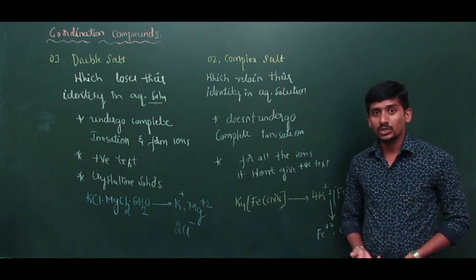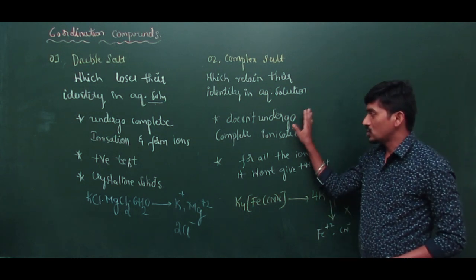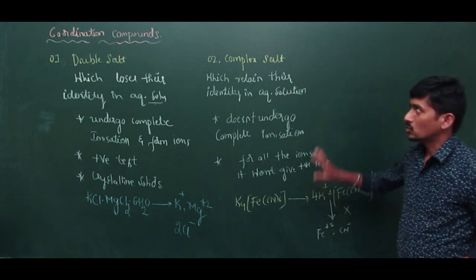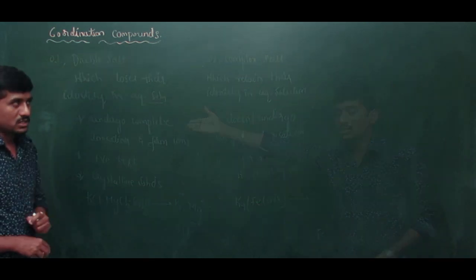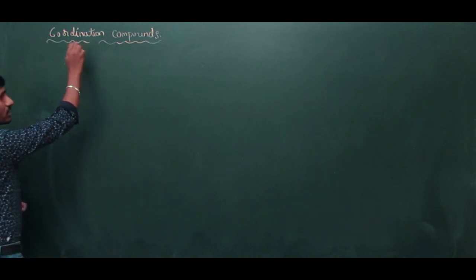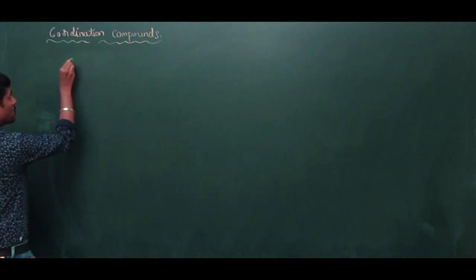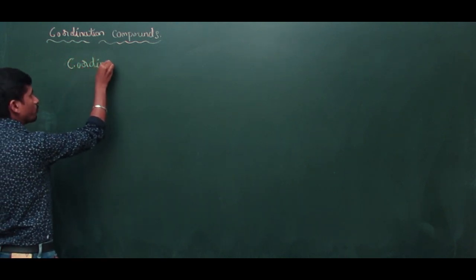How is it possible to show the positive test? It is impossible. The compounds which retain their properties in this manner are called complex salts. And these complex salts are also called coordination compounds. Why are they called coordination compounds? Because they have a coordinate bond.